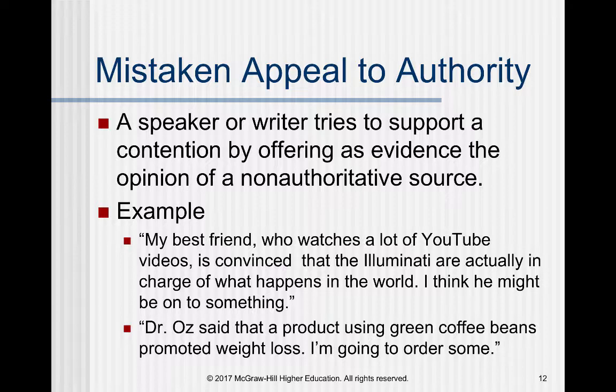The first one: my best friend who watches a lot of YouTube videos is convinced that the Illuminati are actually in charge of what happens in the world. I think he might be onto something. So your friend, whose expertise on the topic of who's really in charge is that he watches a lot of YouTube videos, is not really a credible or authoritative source for coming to the conclusion that the Illuminati are running things, no matter how passionately he believes it.